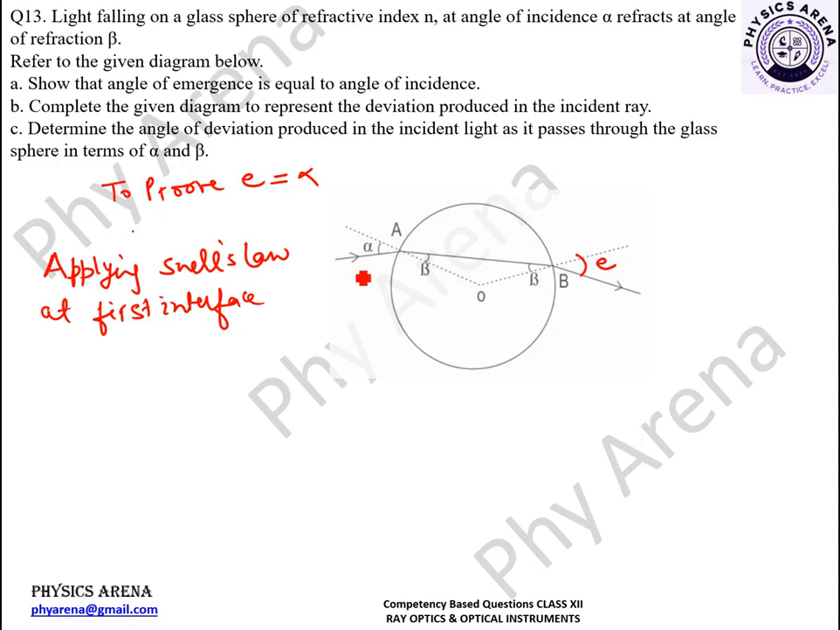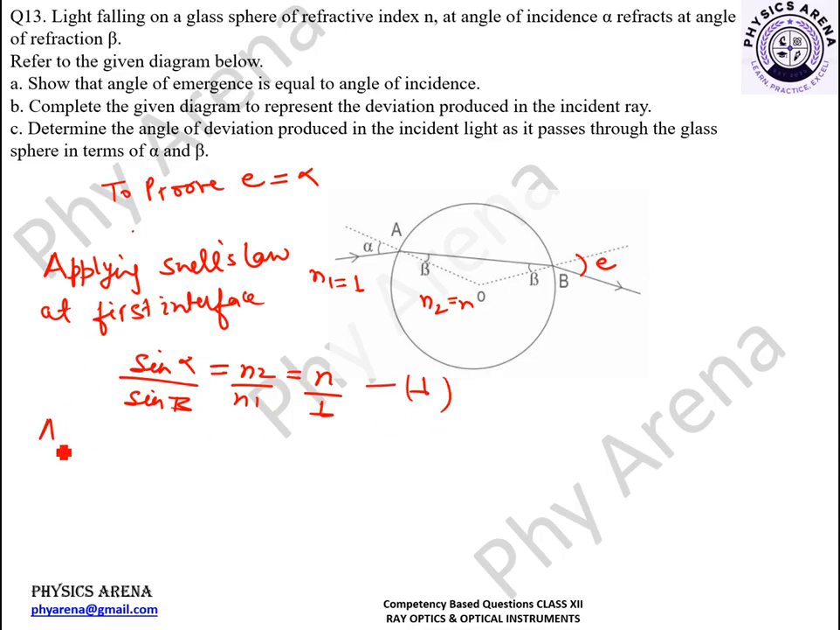Here, this is my N1 and this is my N2, that is equal to N, and N1 is equal to 1. I have taken it as air. Now let's try to solve it out. Applying Snell's law, sine alpha upon sine beta, because beta is my angle of refraction for this surface, will be equal to n2 upon n1, and that is equal to n upon 1. So this is my equation number 1.